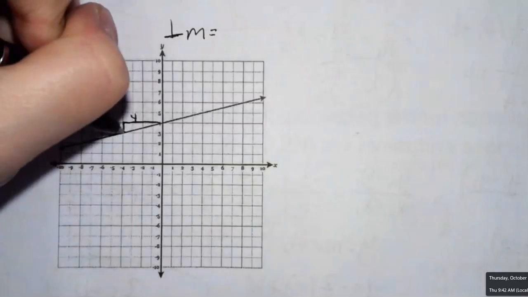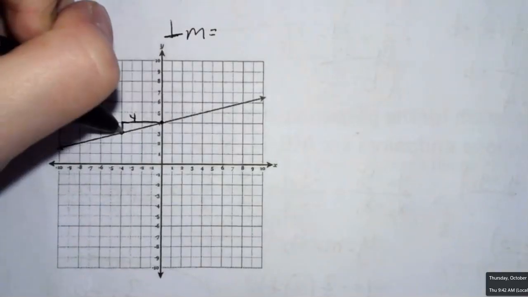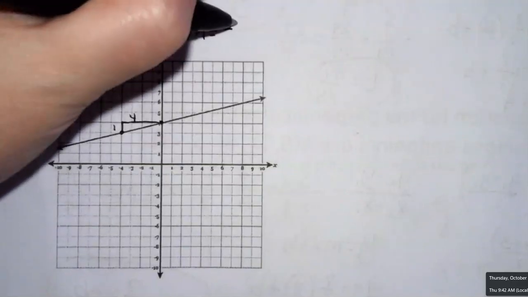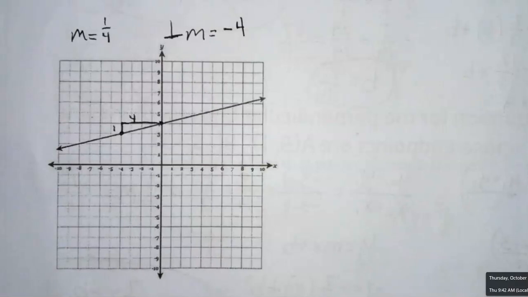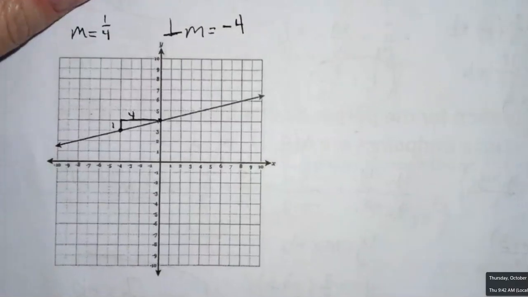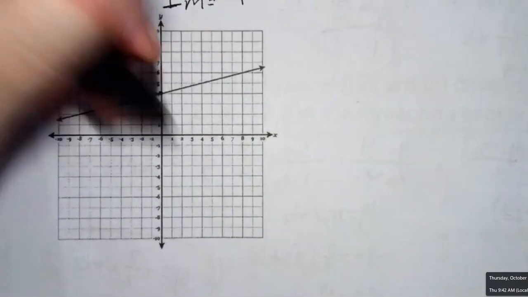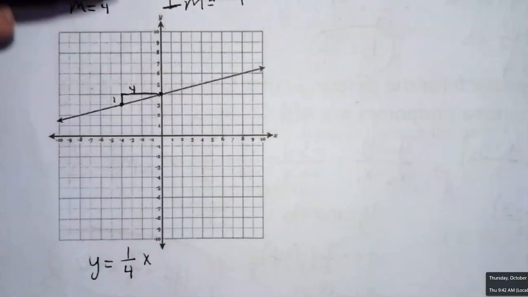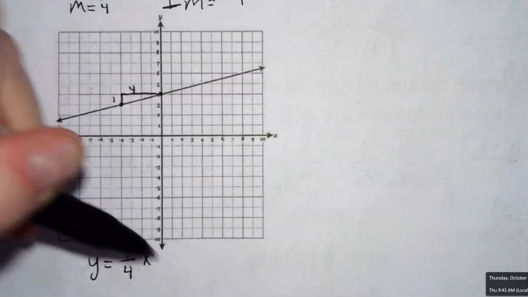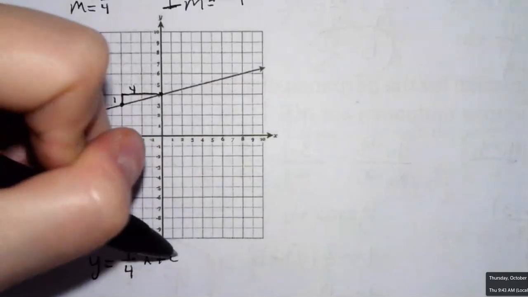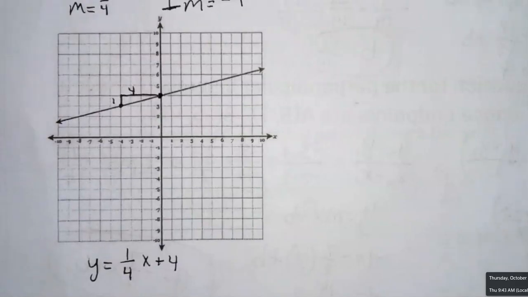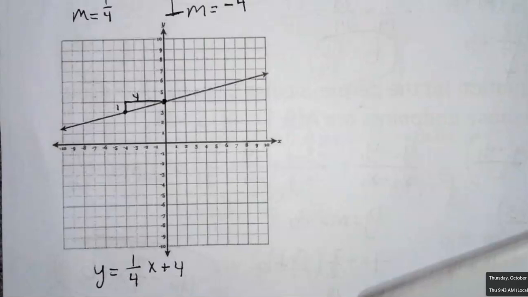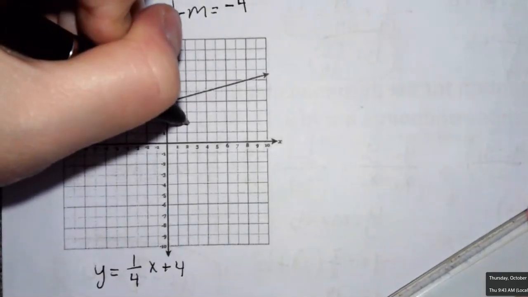So the way that you find this, the slope goes up 1 over 4, and then you flip the fraction and change the sign so it becomes -4. And my initial equation is just y equals 1 over 4 for the slope times x plus 4. Where does this come from? It's the y-intercept. That's the plus 4.